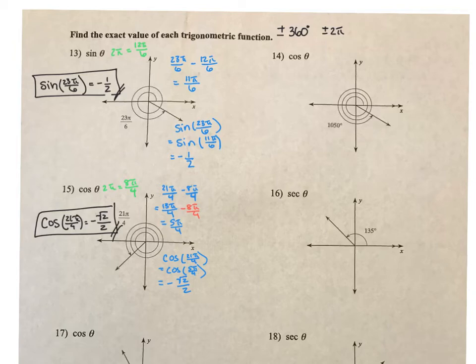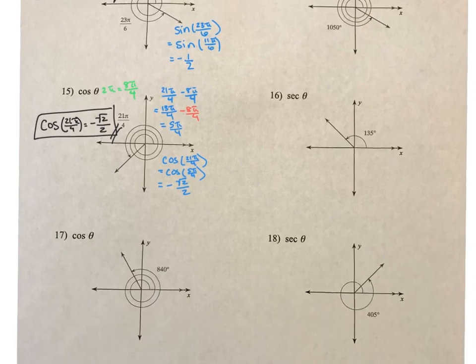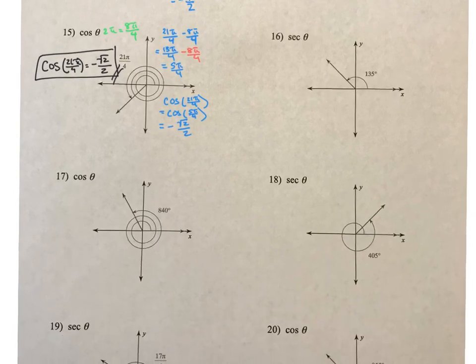Let's try just 2 more problems. Let's take a look at problem number 17. So for problem 17, I can see that we're now dealing with degrees instead of radians.